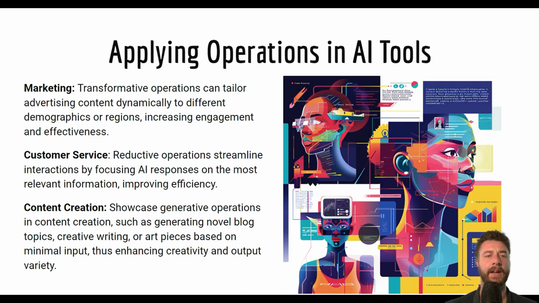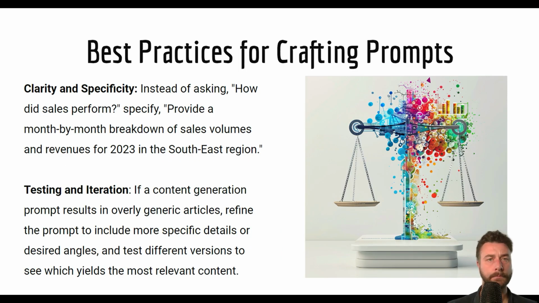Regarding content creation, generative operations can produce content such as blogs, creative writing, or art pieces. We are starting to see video with the likes of Sora, using our prompt strategies to generate new content or new videos. The best practice for crafting prompts is clarity and specificity. Instead of asking how did sales perform, ask for a month-by-month breakdown of sales volumes and revenues for 2023 in the Southeast region.